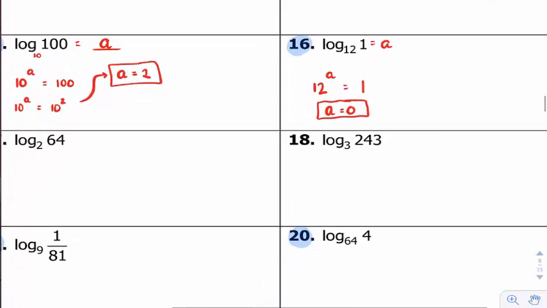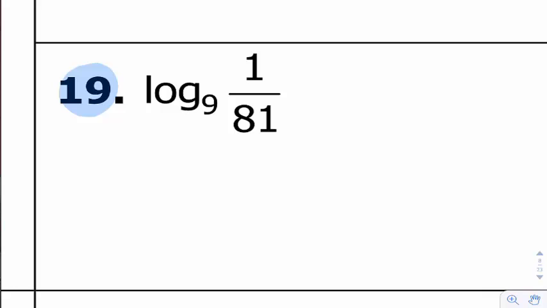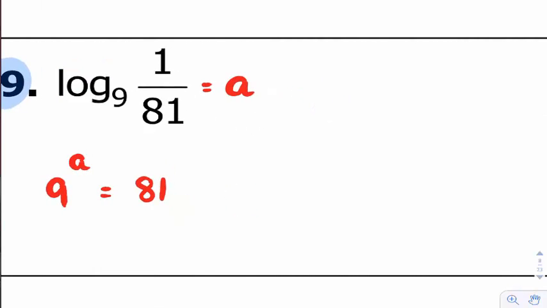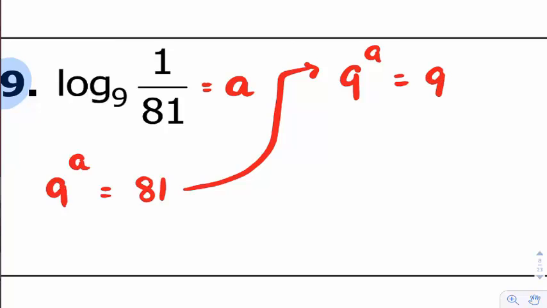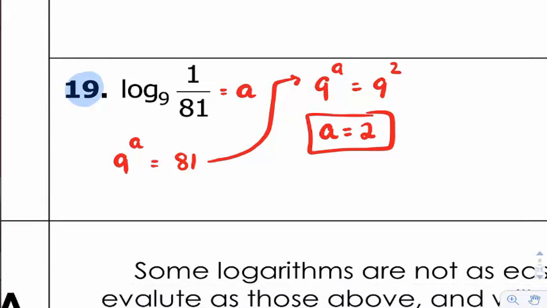So again, you have to use some exponent rules as you do some of these. And then we have 19, reviewing a little bit of what we just did in the prior unit. Remember, we'll call this A. So we're going to go 9 to the A power equals 81. As you're doing this one, you ask yourself, 9 to what power is 81? Or you say, let me break this down so that they have the same base on both sides of the equation. Oh yeah, it looks like A is 2. All right, so that's number 19.